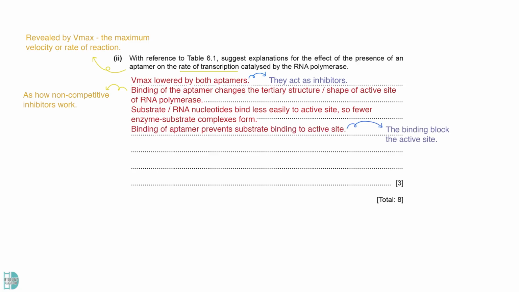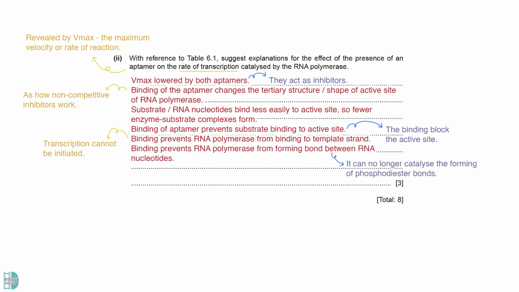The binding may also block the active site. This prevents the substrate from binding to the enzyme's active site. Another possibility is that the binding prevents RNA polymerase from binding to the template strand. Transcription cannot be initiated if the RNA polymerase does not bind to the DNA template. The binding can prevent RNA polymerase from functioning normally. It can no longer catalyze the forming of phosphodiester bonds between the RNA nucleotides. There is a mark for AVP. For example, aptamers bind to allosteric sites on RNA polymerase.